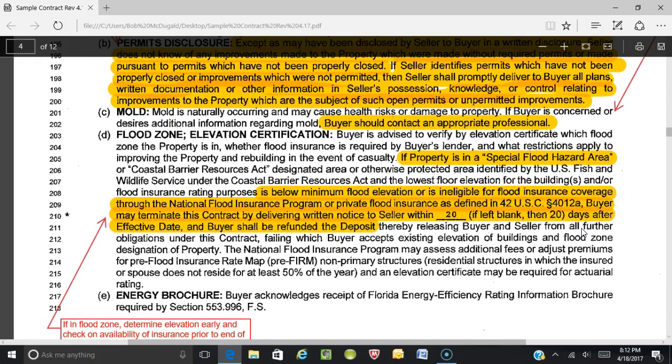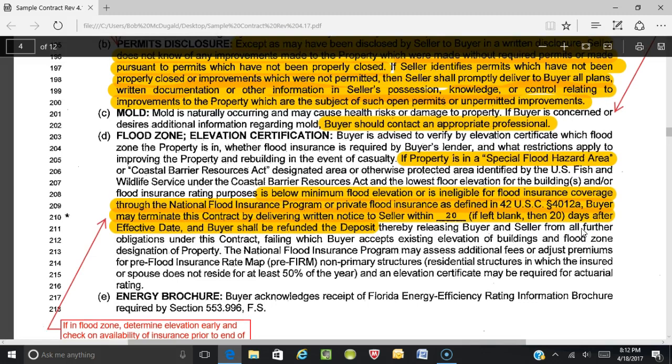All right. D, flood zone. It's the buyer's responsibility to verify by elevation certificate which flood zone the property is in. I highly suggest you read through this whole thing carefully, that the buyer may terminate the contract if they discover that it's below the minimum flood elevation or isn't eligible for flood insurance. The buyer can cancel the contract by delivering written notice to seller within 20 days after the effective date.